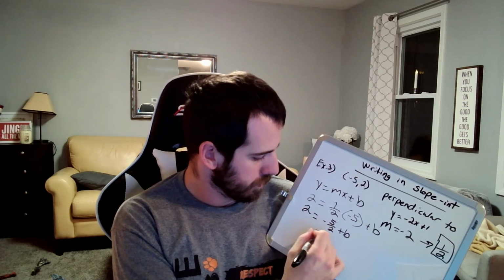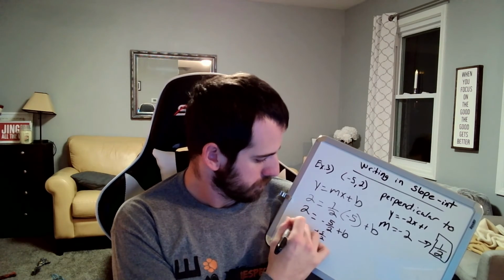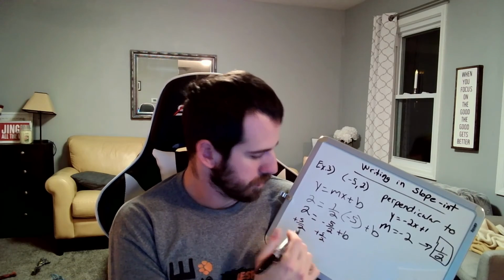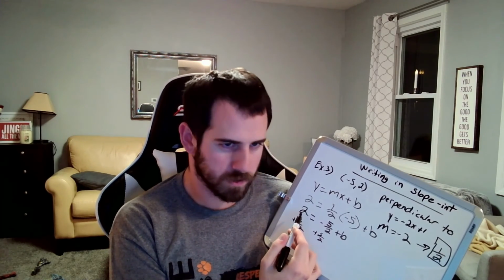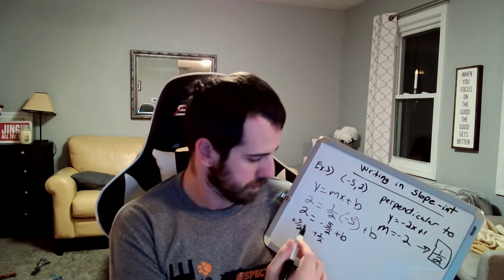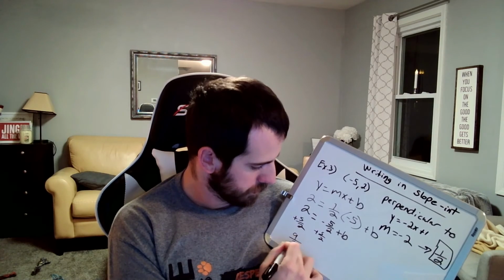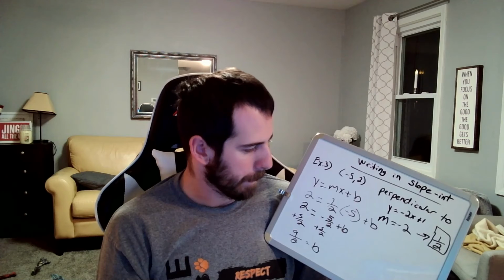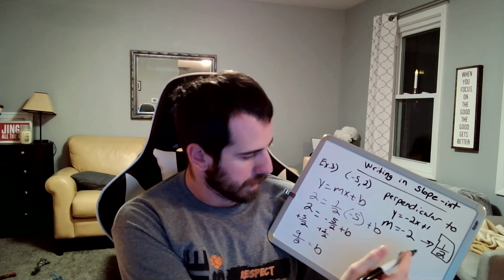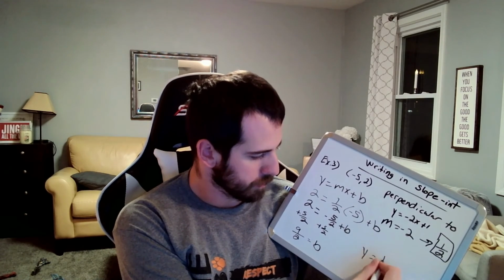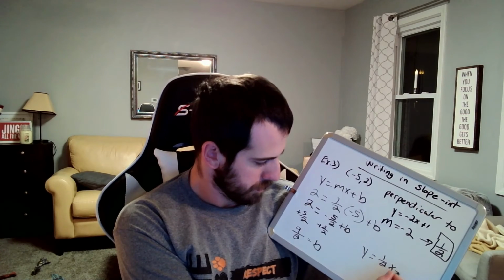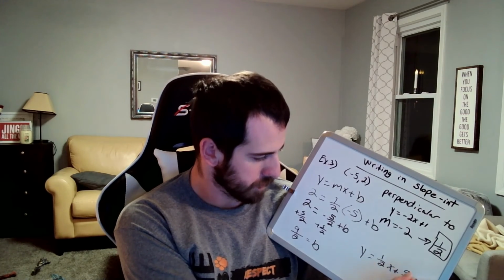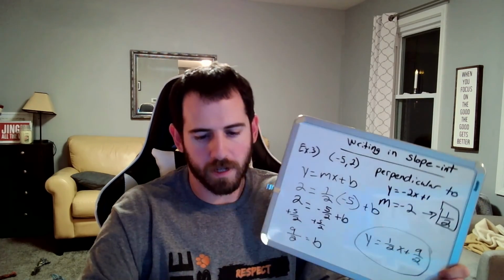Add the 5/2 over. Okay, just to skip a step. 2 is 2/1, so it's 4/2. So we get 9/2, because 4/2 plus the 5/2 is 9/2, equals b. Okay, and then we plug that b and that m into the equation. Y equals 1/2 x plus 9 halves. And that will be our answer.